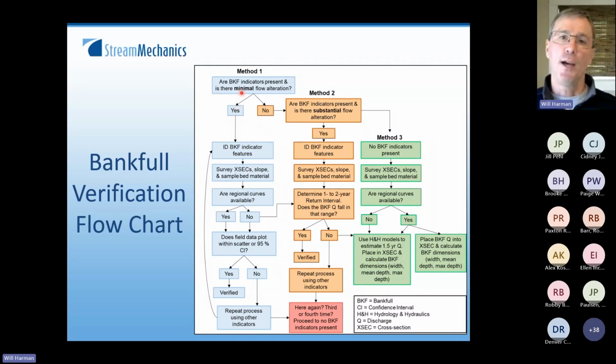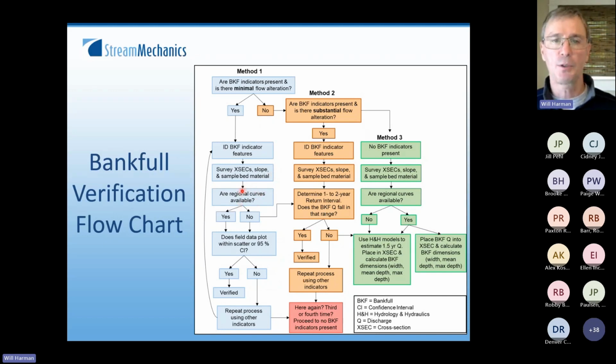All right, so if you have that, then you're gonna go to the field. You're gonna identify your Bankfull features, which we just talked about. You're gonna measure that cross-sectional area. You might get slope and bed material, so you can also do a discharge estimate. And then you're gonna ask the question, do we have regional curves?